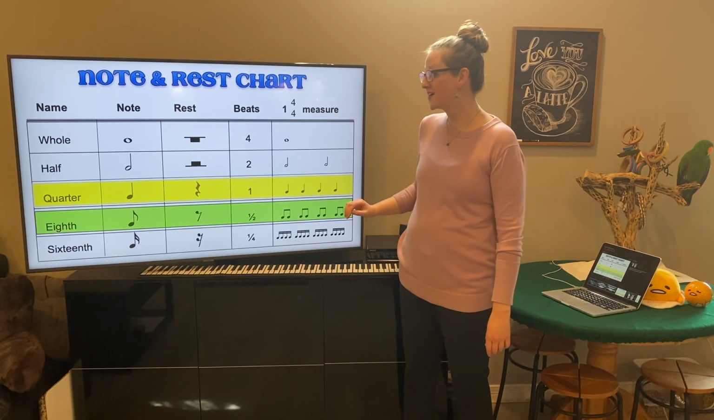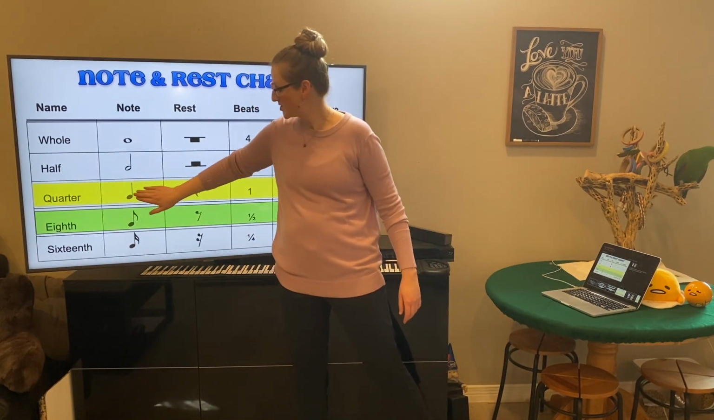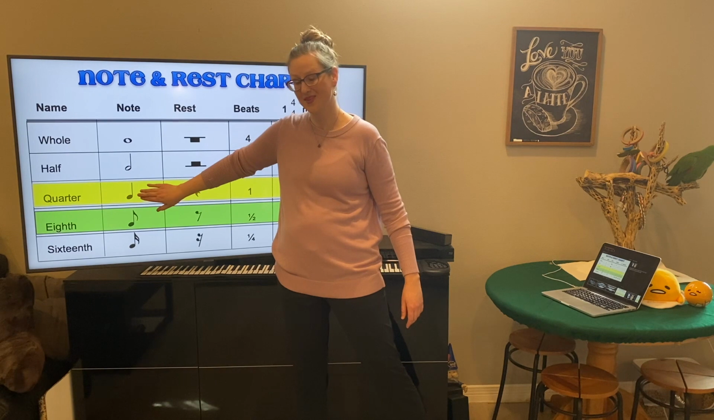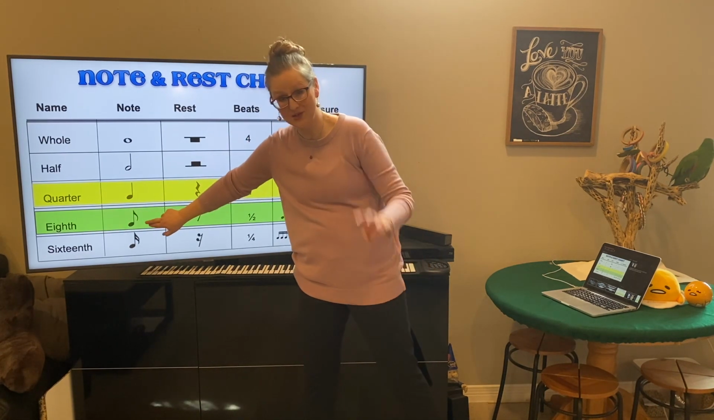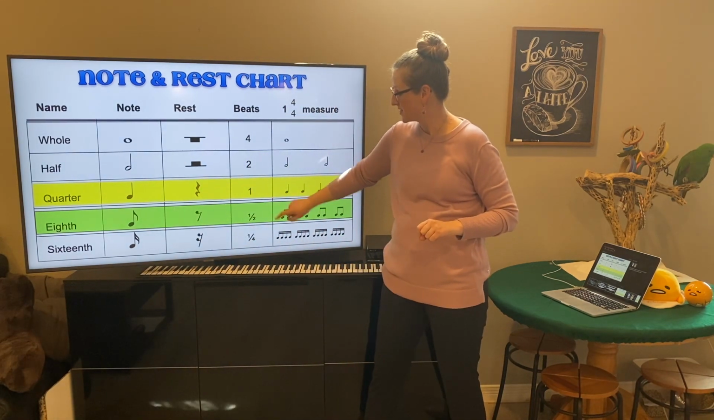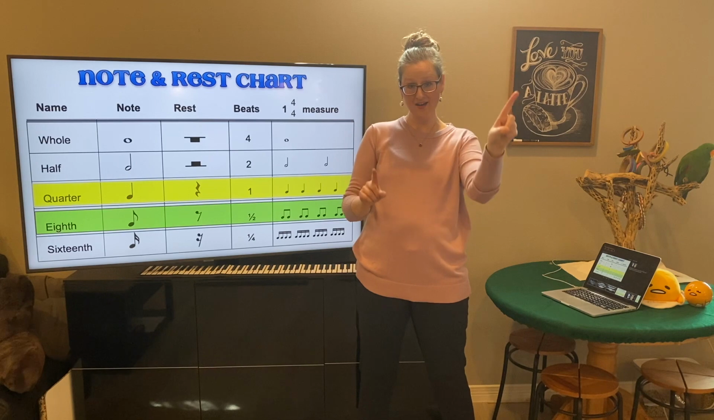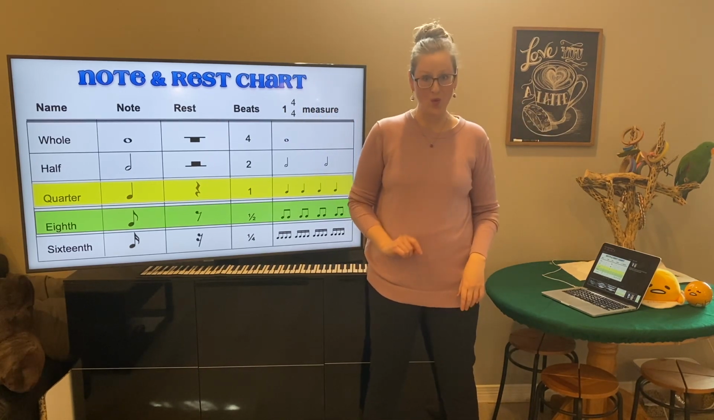So today we're going to look at 2 notes. We have the quarter note, which looks like this, and we have the eighth note, which can look like this for 1, which is only half a beat. And when you put half and half together, then that's going to equal 1 beat.